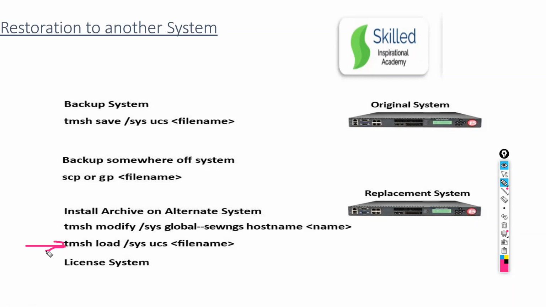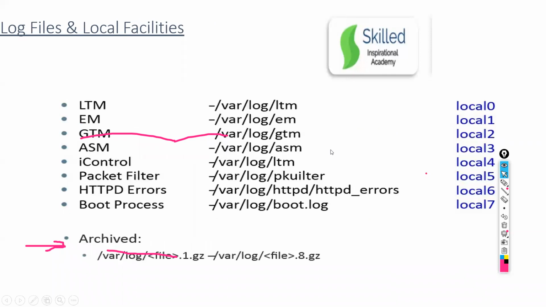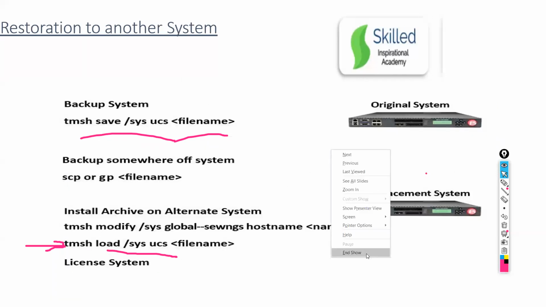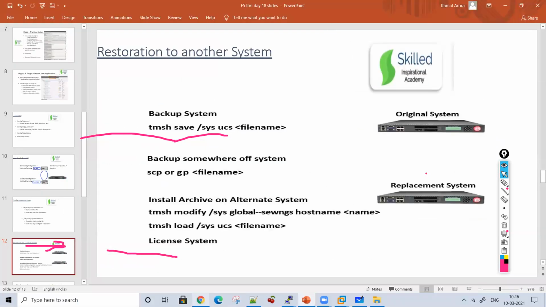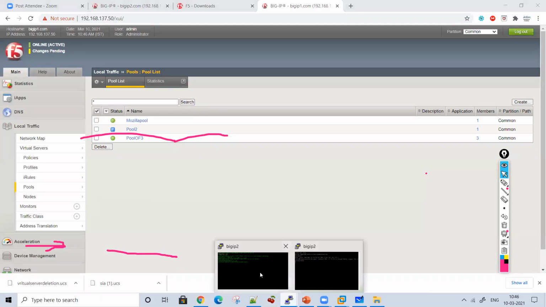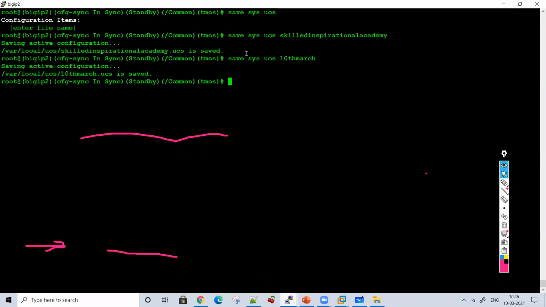Load sys ucs. Save sys ucs is used to save the box configuration on F5, but if you want to restore, you should run this command: load sys ucs and the file name. Let me show you how to restore now using CLI. We have seen it through GUI. Now let me come into CLI, and this is the command.